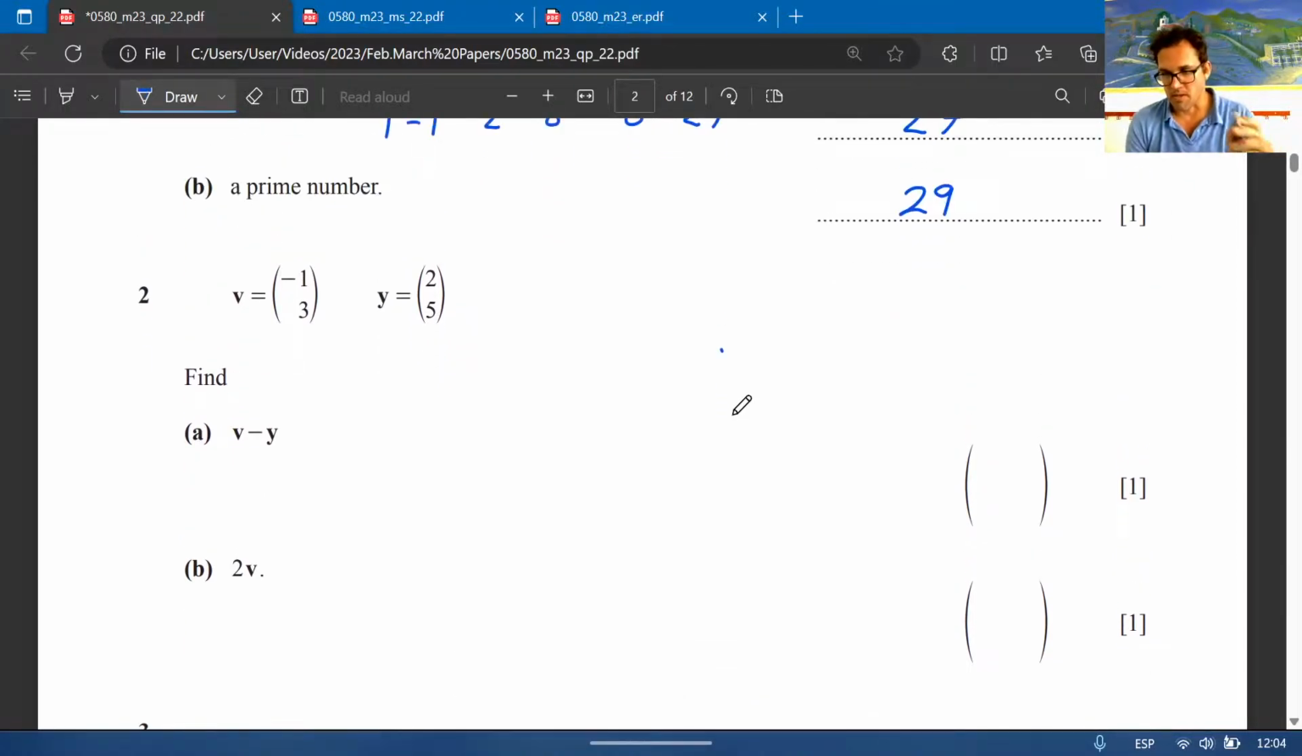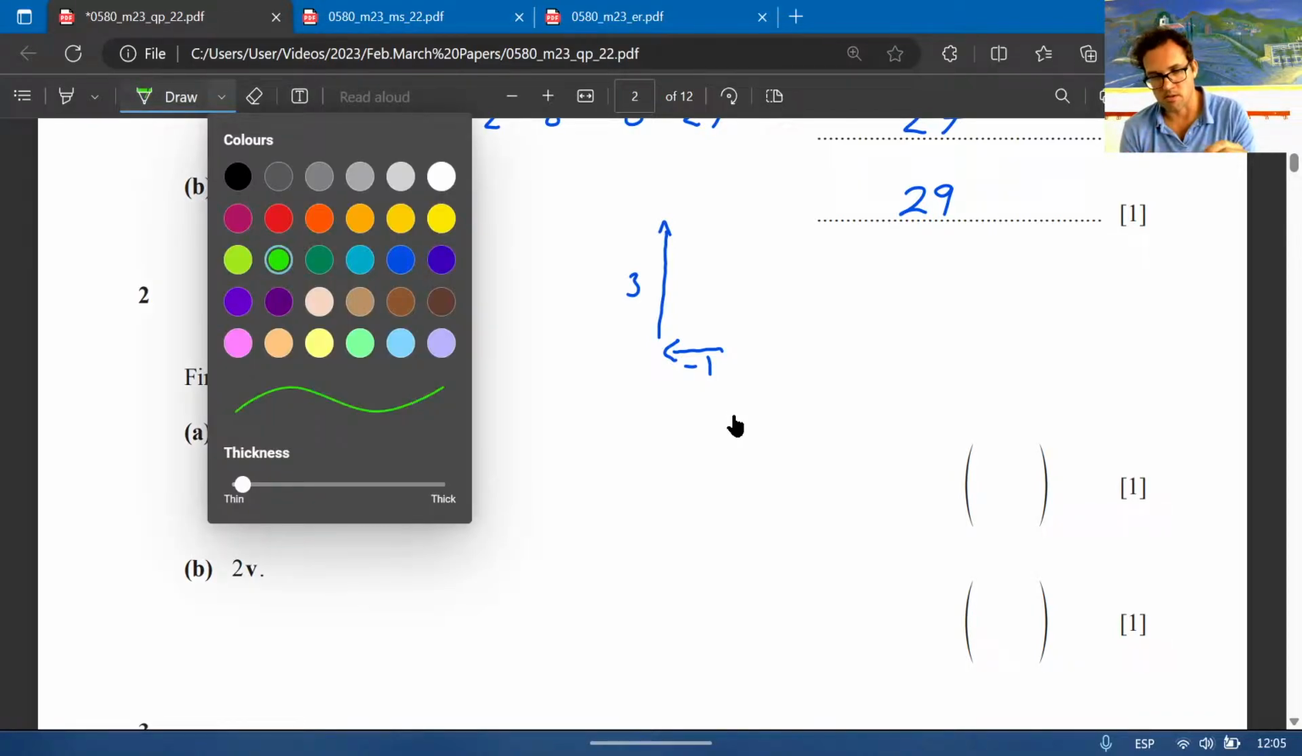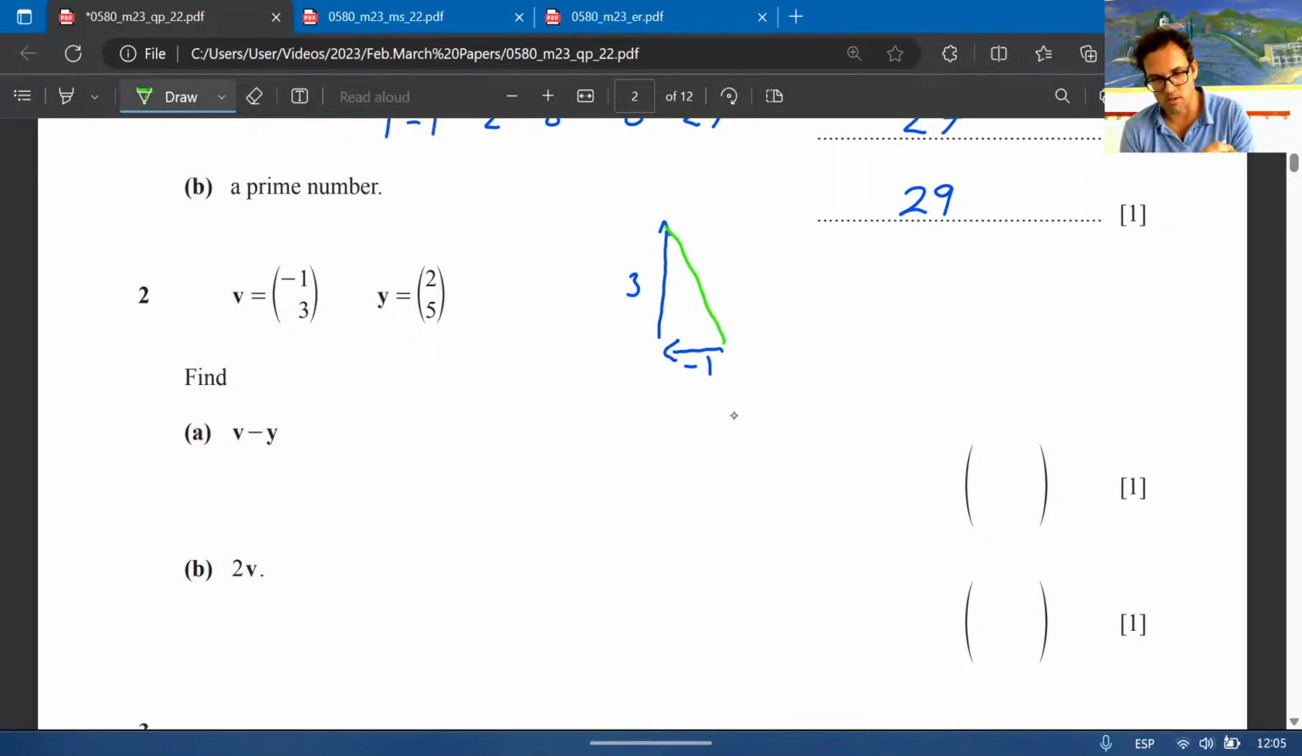Right, column vectors. Remember what column vectors mean. We got a vector V. The number at the top, the -1, tells you left or right. It's negative, so you go left. 1 square. I don't have squares here, but that means -1. You move 1 space to the left. The 3 will mean you go 3 spaces up. And that will give you the vector. The vector is that one going that direction. That's the vector V.